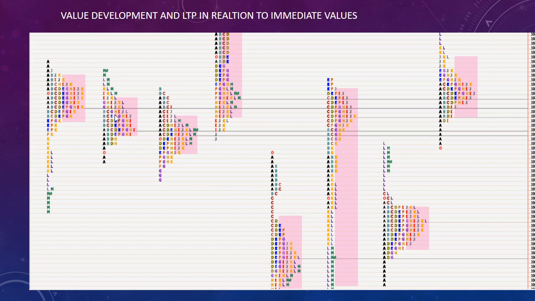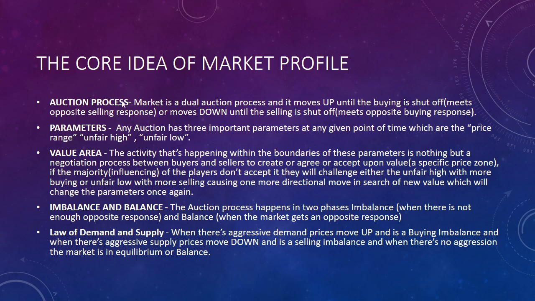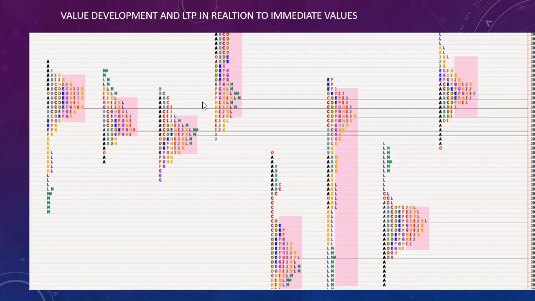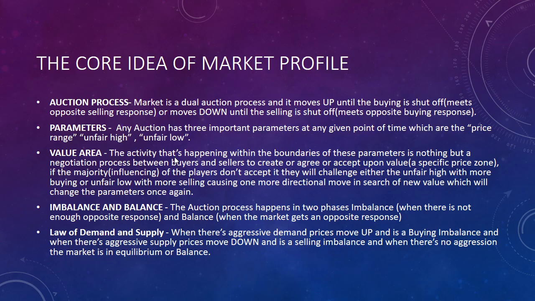So first we spoke about the auction process. We can't really point to it. It's all of the activity that is referred to as the auction process, right? For example here, you could say the selling is shot over here, and the buying is shot over here. That's why we have this parameter, and then we have this price range. This is how we refer to those parameters: the price range, unfair high and unfair low, right?